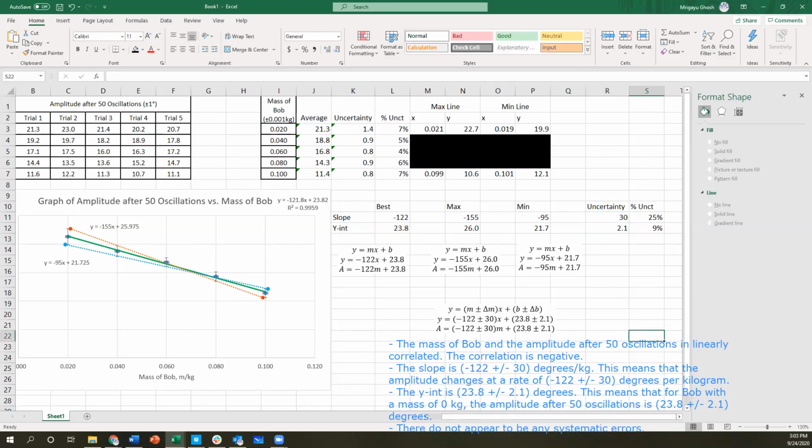So we would specify then: there does not appear to be a random error in the y-intercept. However, there is a huge random error in the slope, right? So you would elaborate on that and talk about what may have caused that random error. And that's pretty much it.